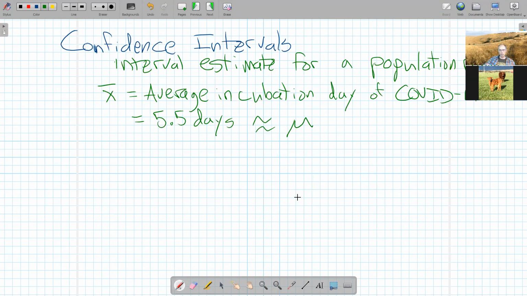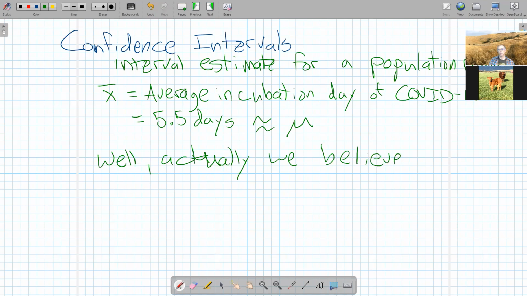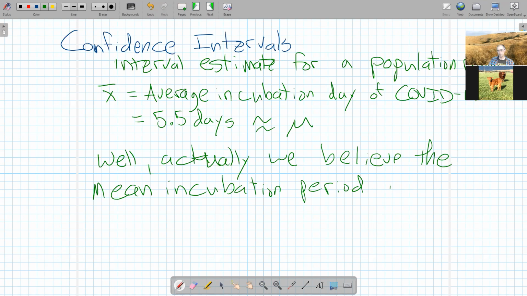Now, averages shift because new data comes in all the time, right? The world is complicated and moving all the time, so you can't really pinpoint the actual population mean. So instead, what we do is we say, well, actually, we believe the mean incubation period or time is between, and we give a range of numbers instead.